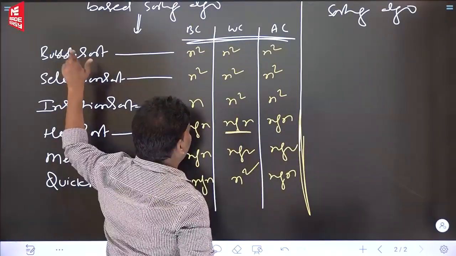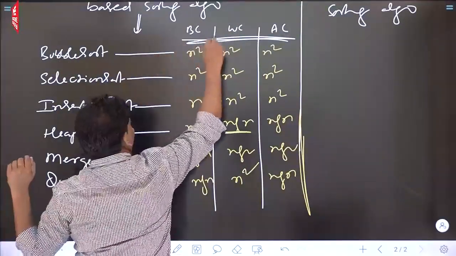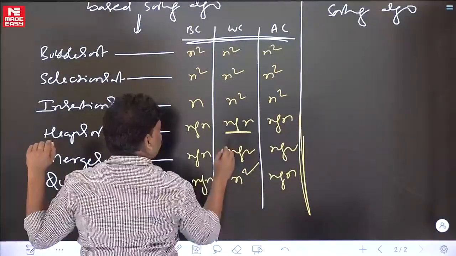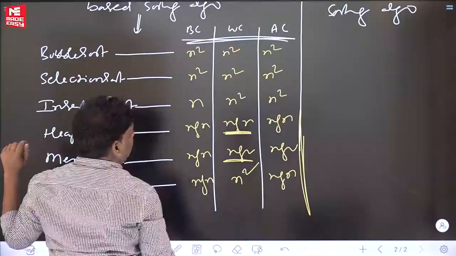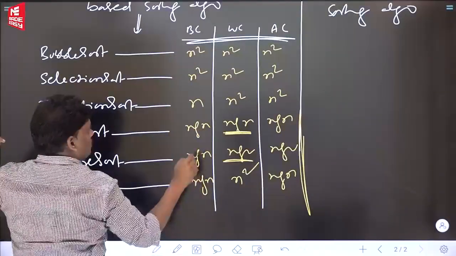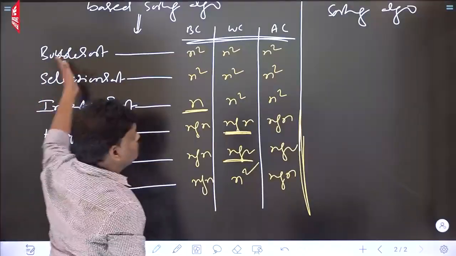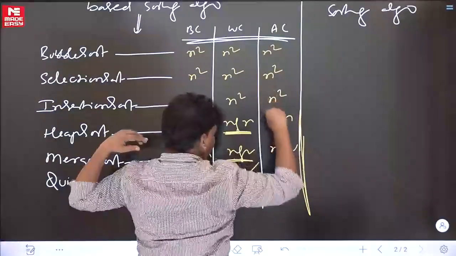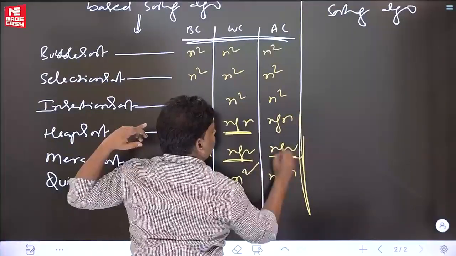Now I am repeating the note, which is very, very important. In all comparison based sorting algorithms, worst cases, best one is n log n, less than n log n, no chance. In all comparison based sorting algorithms, best cases, best one is n. In average cases, best one is n log n.